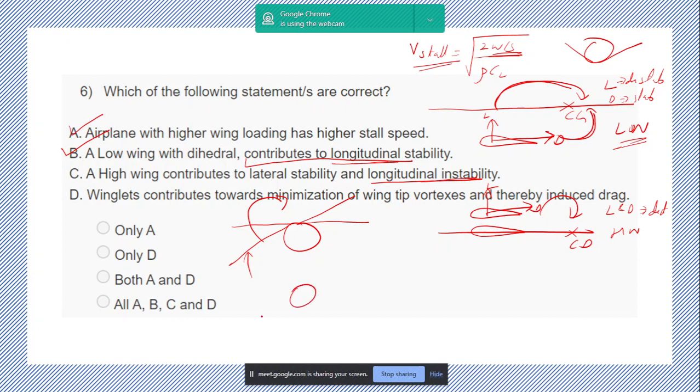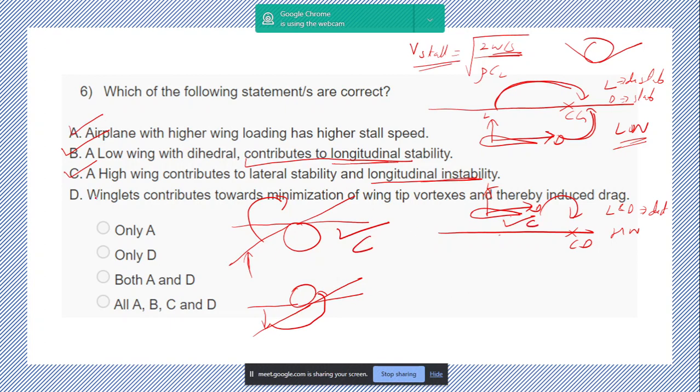But if it was a low wing for the similar disturbance, that component of velocity will now impinge here, which will contribute towards a destabilizing moment. Okay, so high wing contributes towards lateral stability, which is this one, and contributes towards longitudinal instability, which is this one. So let me just remove this. Yeah, so this one. So point C is given by this tick and this tick.